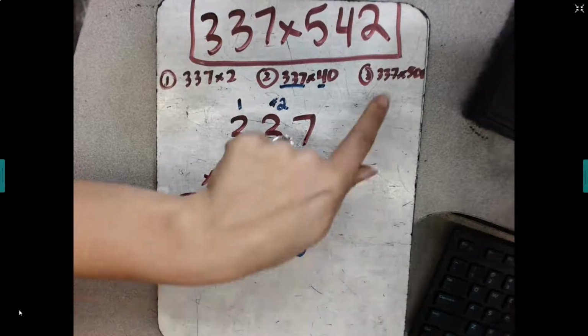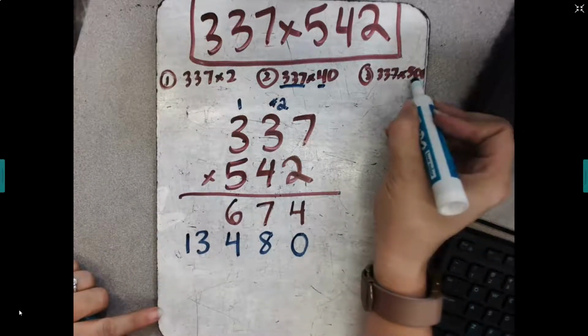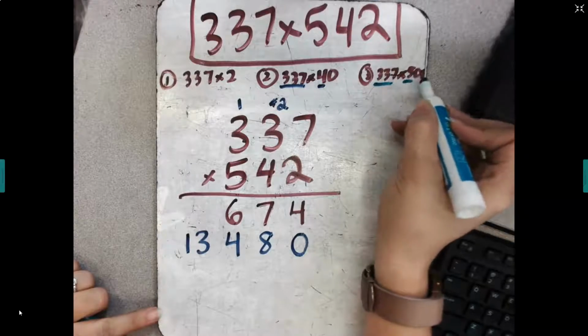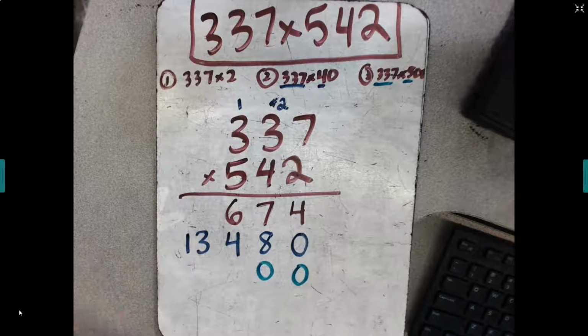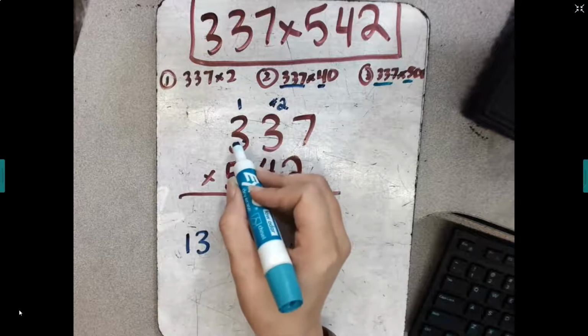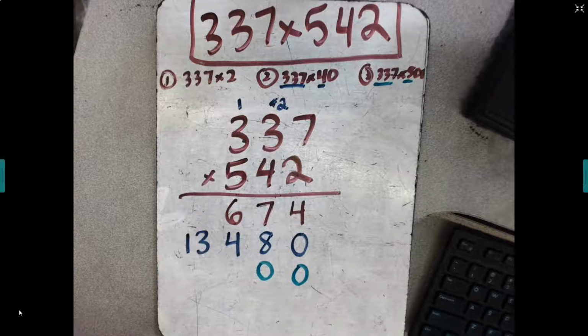Okay, my last step is to do 337 times 500. When I multiply these two numbers, I could think about 337 times 5 and then add 2 zeros. So that's exactly what I'm going to do to start off with. Okay, so now I'm going to do 5 times 7, 5 times 3, and 5 times 3, following that same pattern that I did with my last 2 numbers.